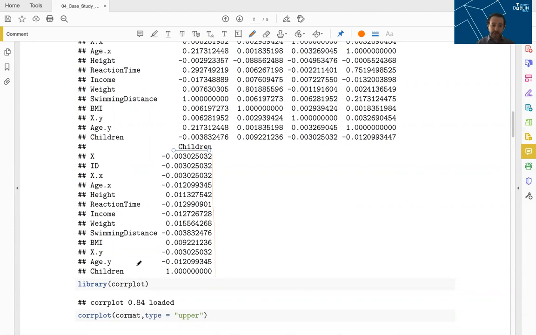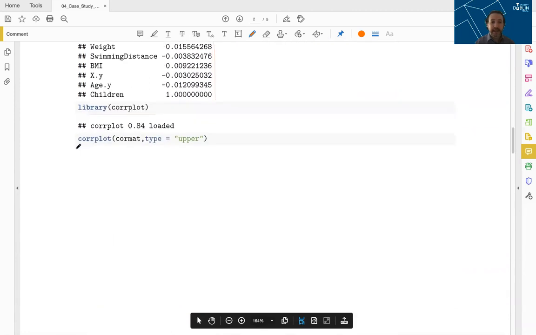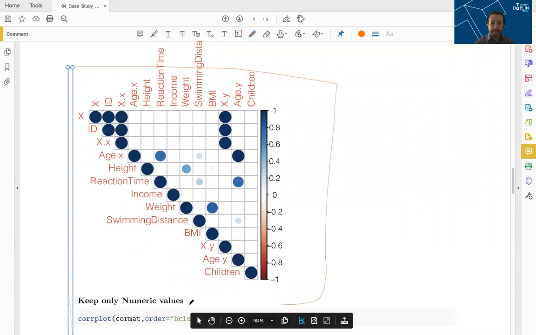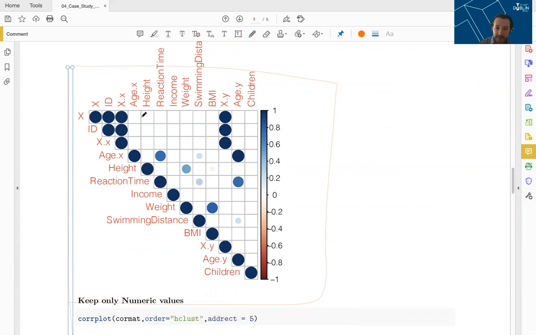And that's why we introduced this library called corrplot. So you have to load the library corrplot. And then using corrplot, you send in the correlation matrix. I'm going to use type upper. And what it does is it creates this nice little picture. And what the picture is showing is each of the variables as a function of the others. And what you can see is, where all these are blank, it means it's not a significant correlation. But what we do see here is weight and height are correlated, because there's a dot there. Reaction time and age have a correlation.